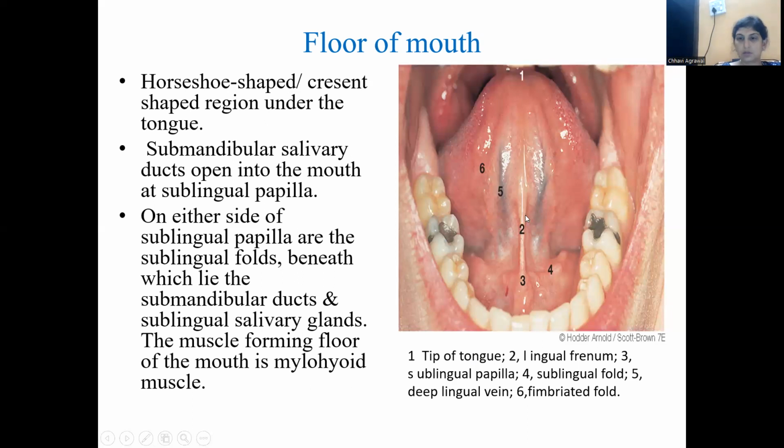So this is the frenulum linguae, which is a midline raphe fibrous band. On either side of it, there are the openings of the submandibular salivary duct, and on either side, there is the presence of deep lingual vein.